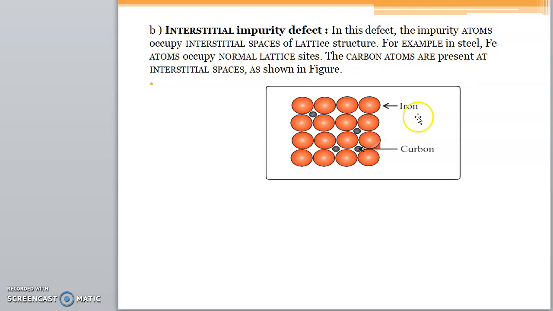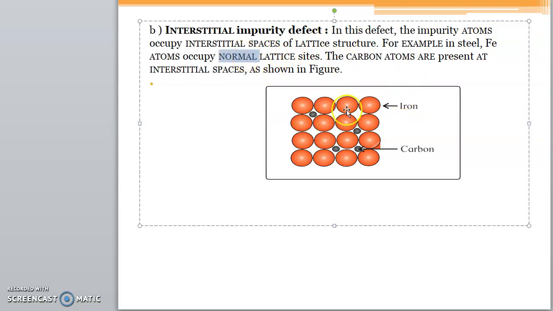Now, for example, in steel, okay, now steel is also an alloy, isn't it? It's made up of iron and carbon. So iron atoms occupy normal lattice sites. So the entire orange atom that you see over here, they're iron. They are not moved at all. But what carbon does is carbon goes and occupies those interstitial spaces. Okay, is that an impurity defect? Definitely yes, because the host is actually iron, but carbon has come like one foreign agent over here and has occupied the space in the crystal lattice.